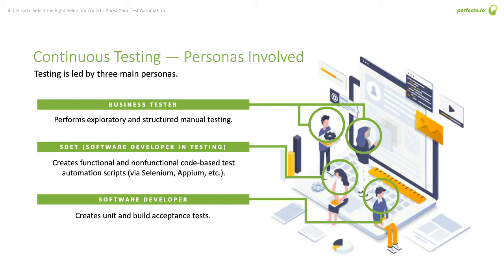The software developer, which is the third persona involved in testing, is mostly doing unit testing, very basic and limited coverage-based test automation. The developer is not really doing a lot of end-to-end, integration, functional, or non-functional testing. He's mostly focused on unit and build acceptance testing.